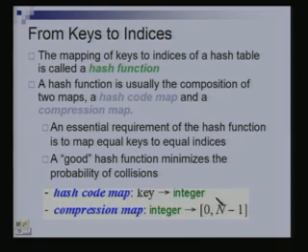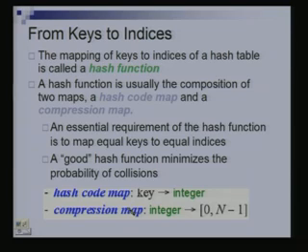But this integer could be from an arbitrary range. Now we need to bring it to the size of our hash table. If n is the size of my hash table, then I need to bring this integer to the range 0 through n minus 1, so that it can be mapped to an index of my table. That part we'll call the compression map, and we'll see what kind of functions are used for these two things.